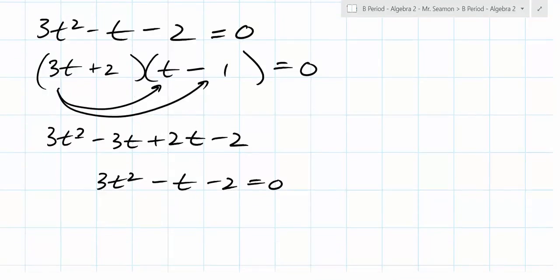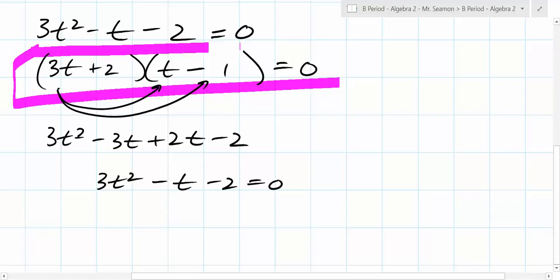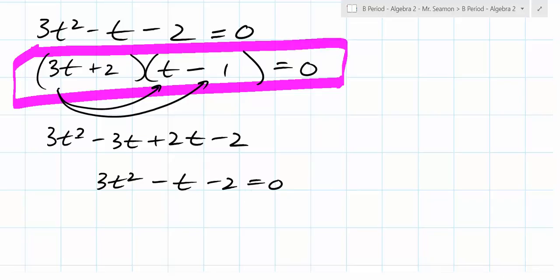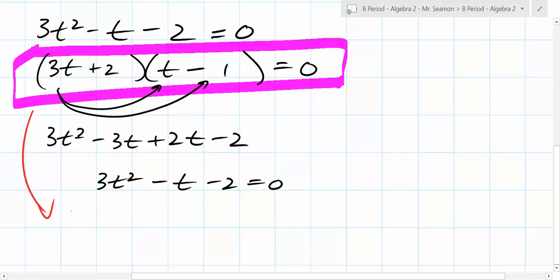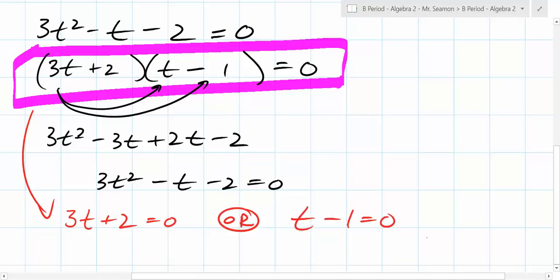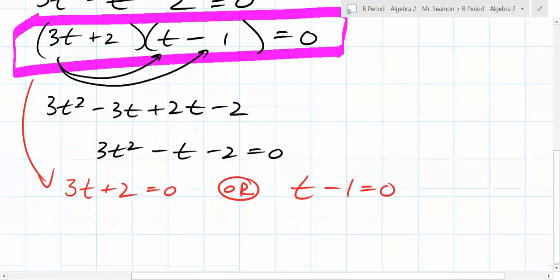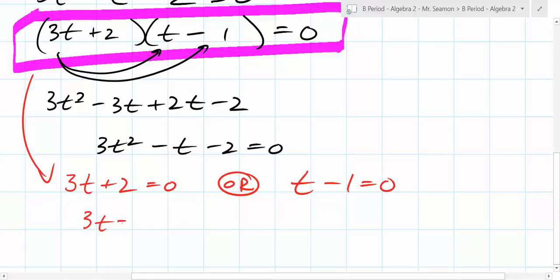Because we now know it was a little challenging, we had to flip it around. What do we now know is true? One thing equals 0 or another thing equals 0. What do we know has to be true from here? 3t plus 2 equals 0, or t minus 1 equals 0. Please take a second and always write that out. It's really easy to make simple mistakes on these. So 3t equals -2, t equals -2/3, or t equals 1.